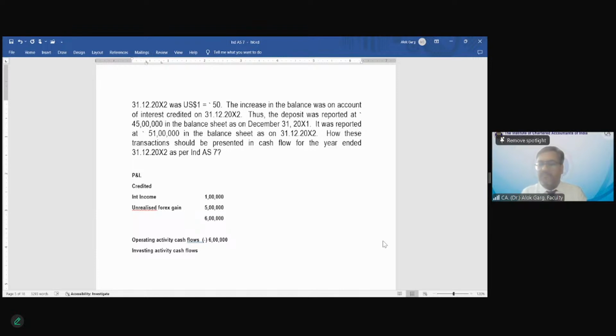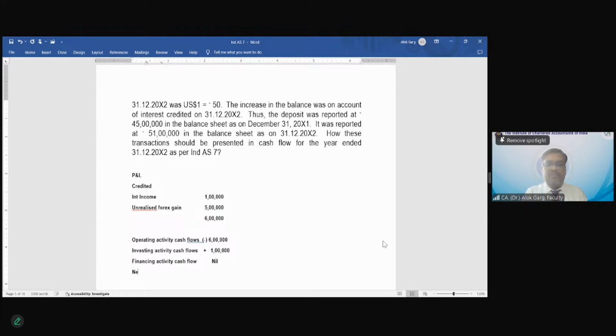Interest income. You have received interest income, that is why the foreign currency cash balance has increased. Yes or no? Yes, sir. 1 lakh positive, right? This is plus 1 lakh. What is your financing activity cash flow? Is there anything in this question? No sir.